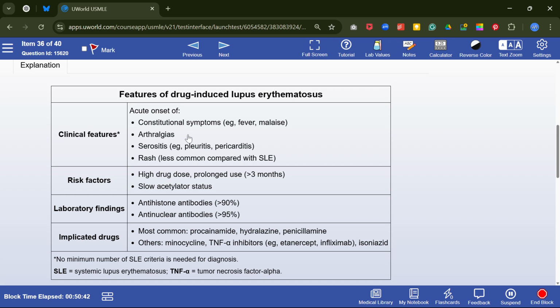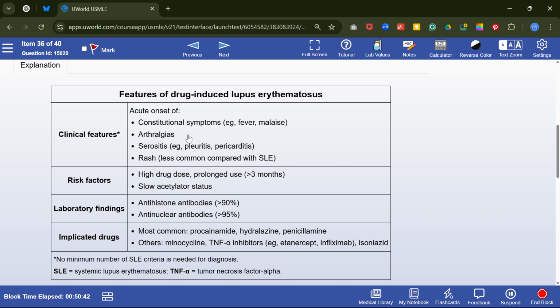Okay, look at the box. Acute onset of constitutional symptoms, fever, malaise, arthralgia, serositis, pleuritis, and pericarditis, and rash, less common compared with SLE. That's the thing. High drug dose, prolonged use for more than 3 months, and slow acetylator status, confirmed by antihistone antibody and antinuclear antibody.